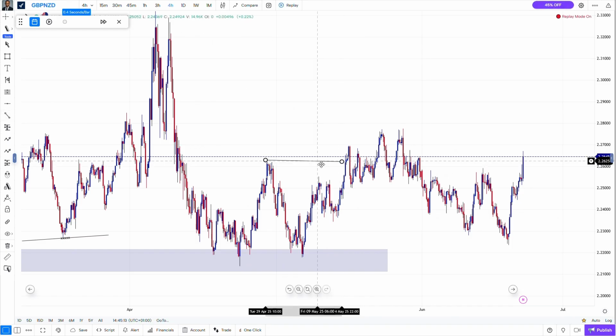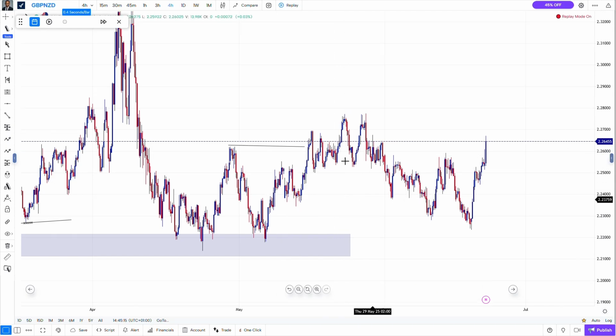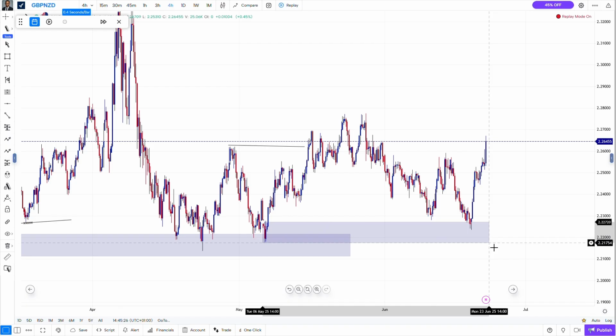All right, now market did not kind of print out an inducement, but was gradually coming to the downside, and of course mitigated this other block right here.